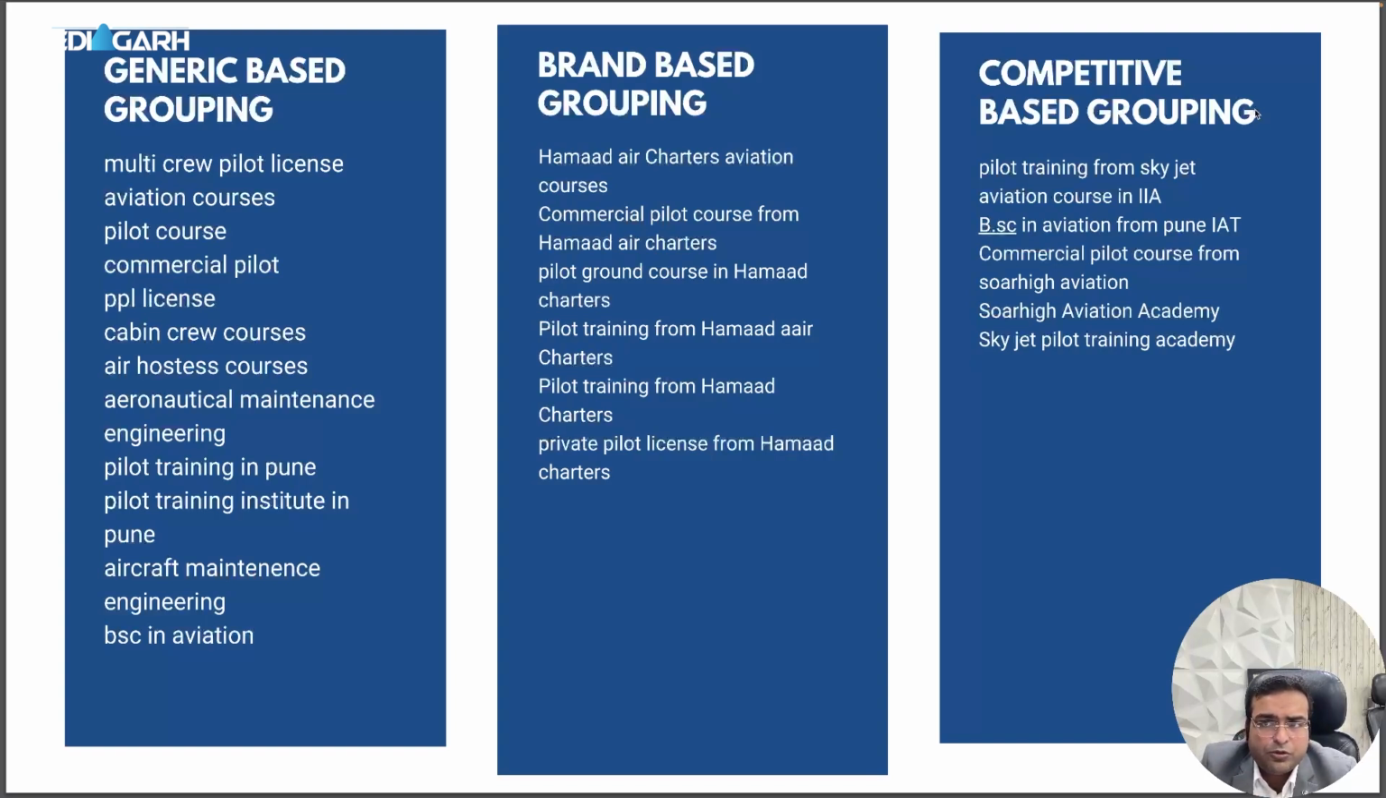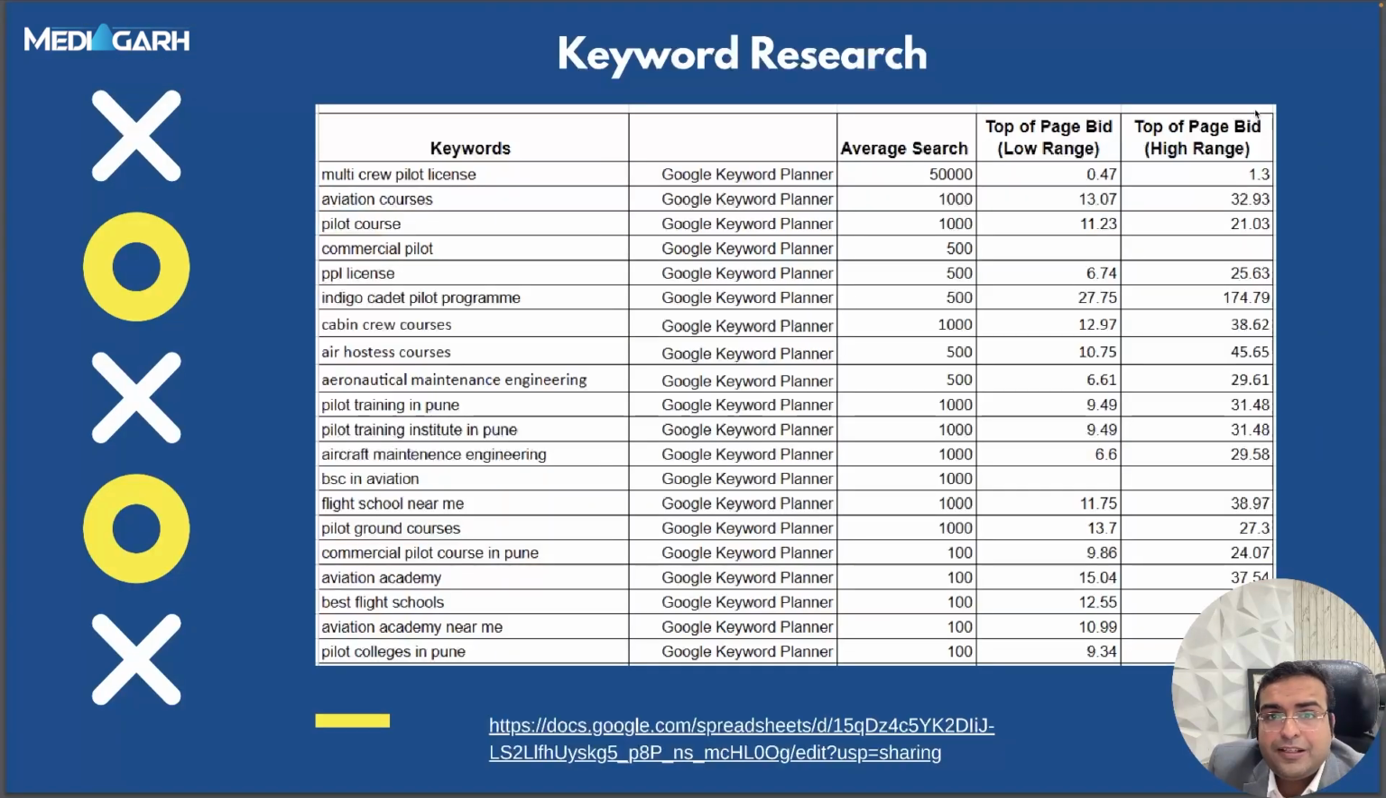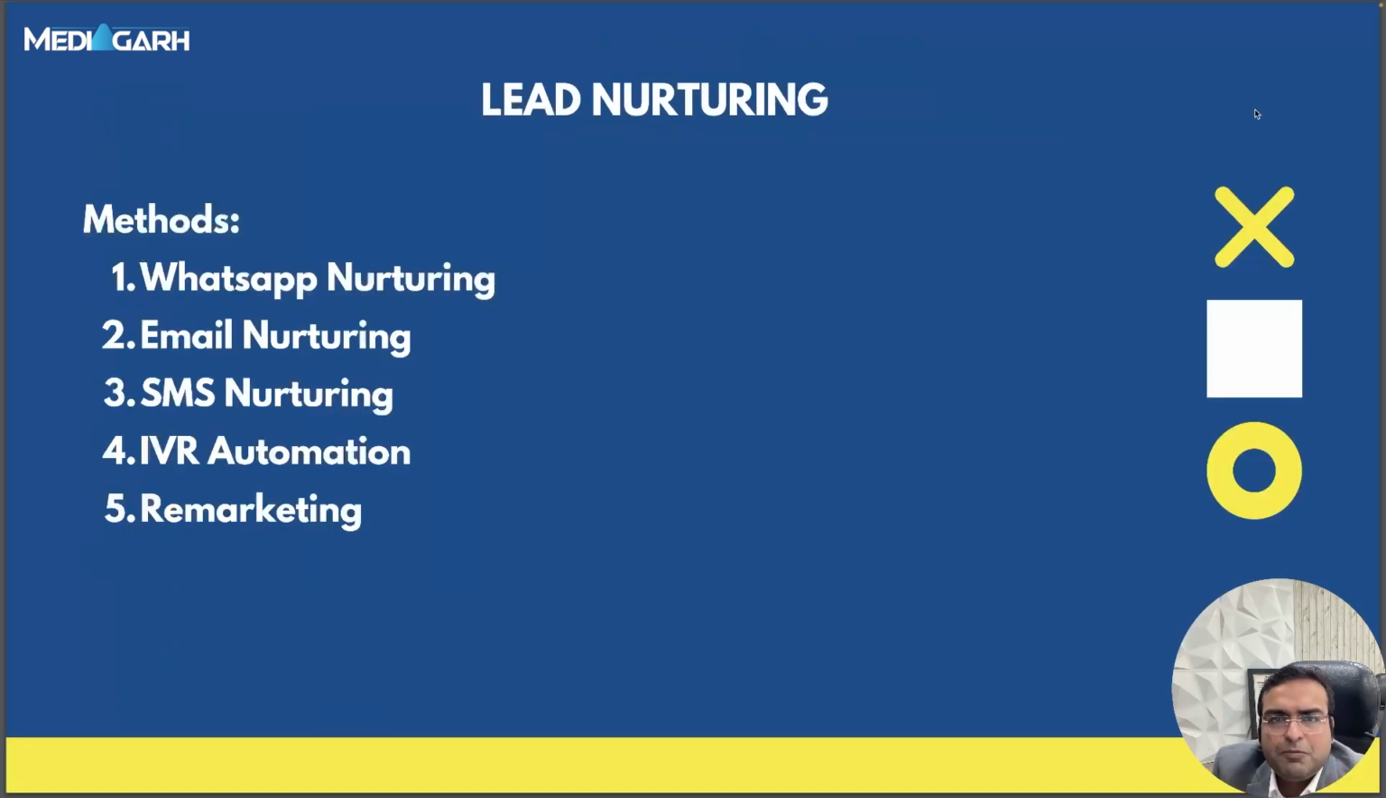Then competitive-based grouping, where you run campaigns on competitors' keywords like pilot training from Skyjet, aviation course in IIA, BSc in aviation from Pune IIT. So in that your competitors' names are also there. Based on that you do the grouping, and that is very important. If you don't do the grouping and you run just a single campaign and keep all the keywords in a single group, then definitely the results will not be as optimized as we are planning for you.